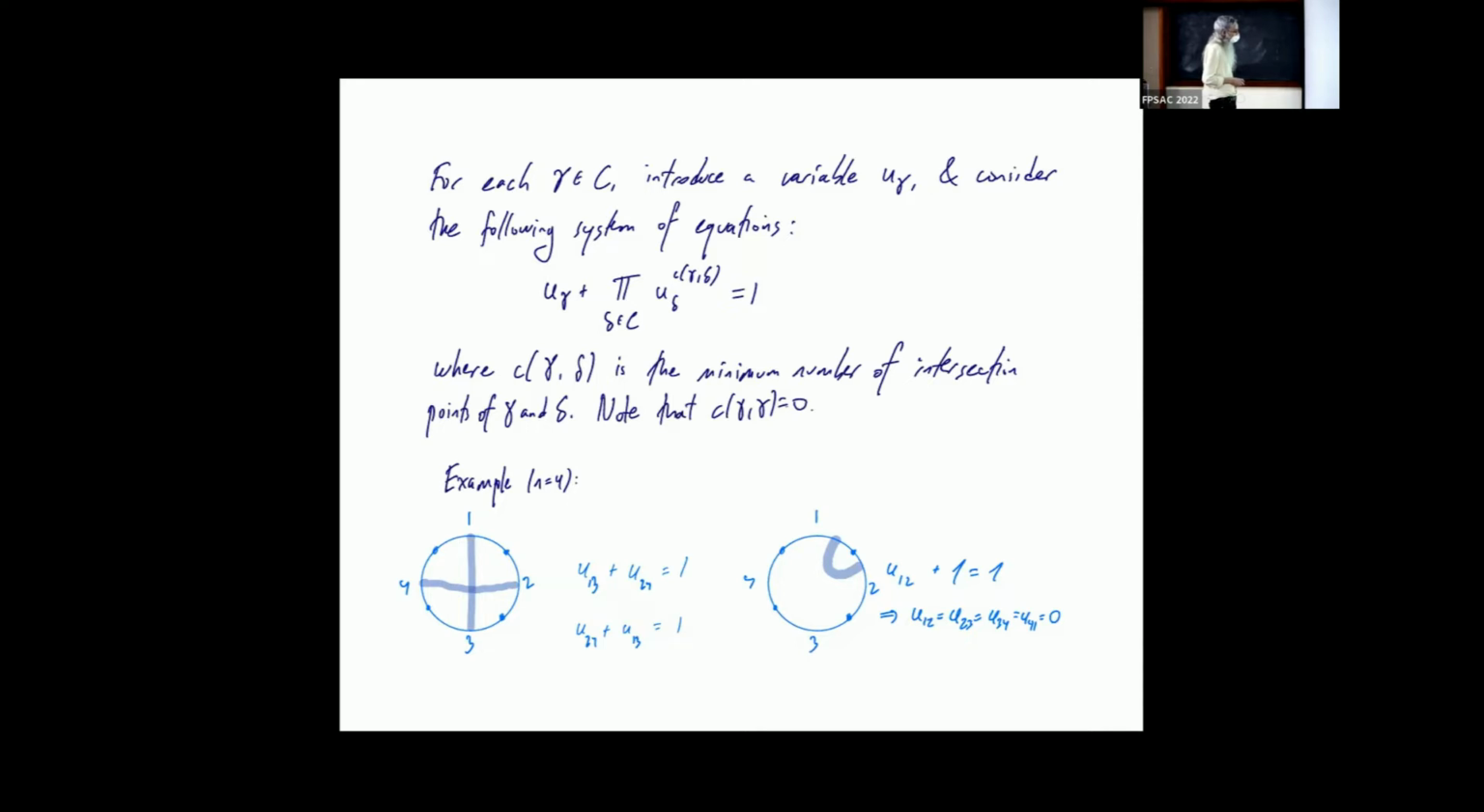And if we look at the curves for the short ones like 1,2, we realize that nobody crosses them. So we get u12 plus 1, the empty product, equals 1. So the short curves are just automatically going to be set to 0 to solve these equations. And so I'm frequently just going to forget about them entirely because they're fixed by the equations.